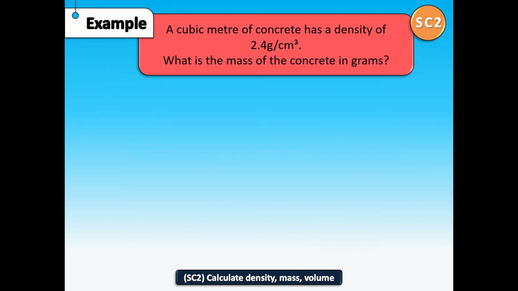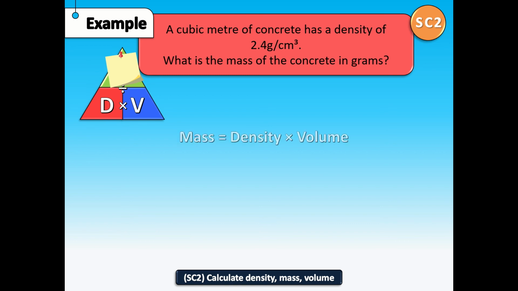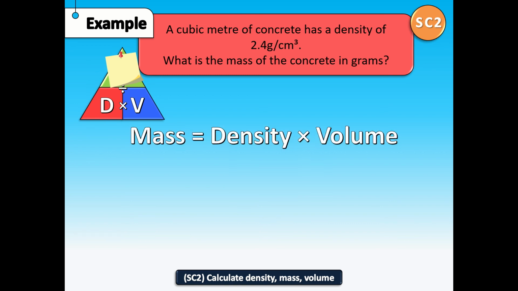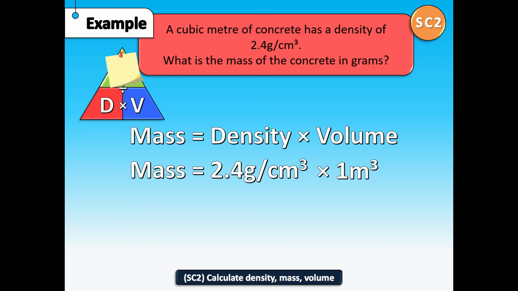In this example, a cubic metre of concrete has a density of 2.4 grams per cubic centimetre. What is the mass of the concrete in grams? We want to work out mass, so we do density times volume. The density is 2.4 grams per cubic centimetre, and a cubic metre of concrete means that each side has a length of 1 metre, so that volume will be 1 metre cubed.